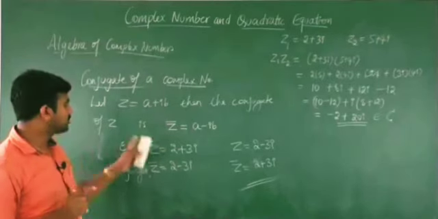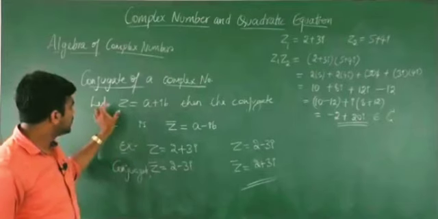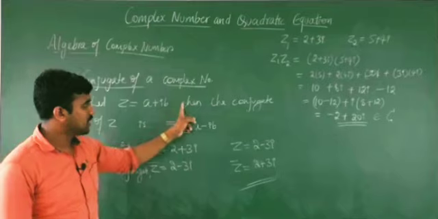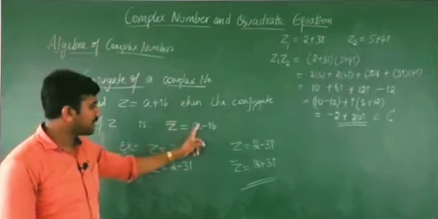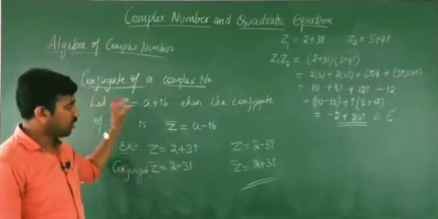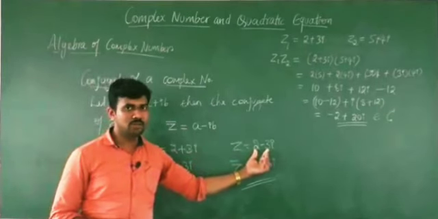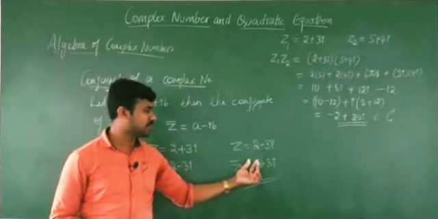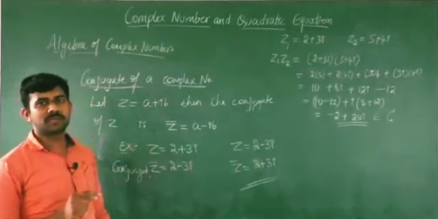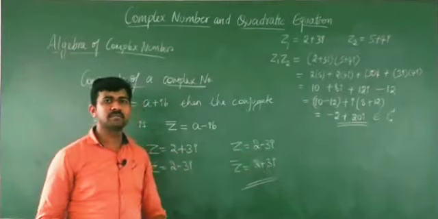Very simple definition, right? So again, look here. Let z is equal to a plus ib be a complex number. Then z bar is equal to a minus ib is said to be the conjugate of z. Or if z is equal to a minus ib is a complex number, then z bar is equal to a plus ib is called the conjugate of that complex number.